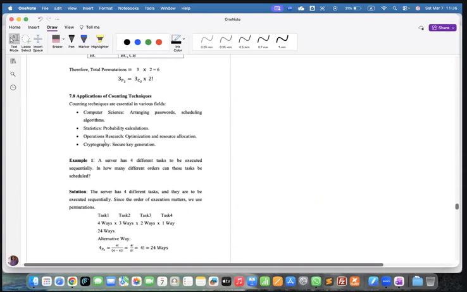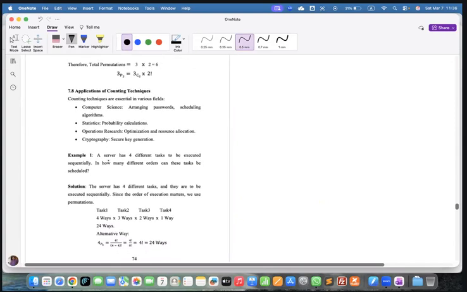Okay, we will look at one example. For example, a server has 4 different tasks. Just think there is a server computer with 4 tasks: task 1, task 2, task 3, task 4. This is an application question. A server has 4 different tasks to be executed sequentially. Sequentially means one by one. There are 4 tasks to complete, and we need to give these tasks one by one. That is the meaning of sequentially.